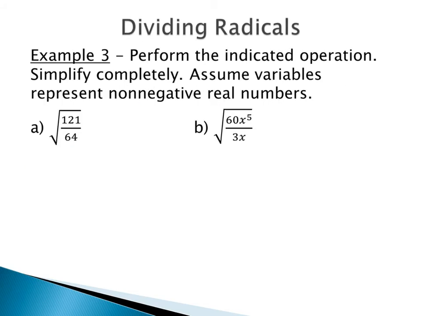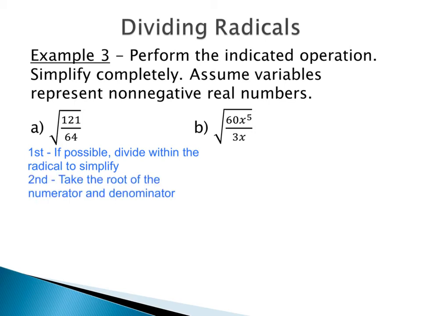So now we just want to do an example with dividing with radicals. So when we have just one radical, as we can see for both of these examples, we first want to try to see if we can simplify within the radical first. If we can, wonderful. If we can't, then we're going to need to take the root of the numerator and the denominator. So for part A, we have the square root of 121 over 64.